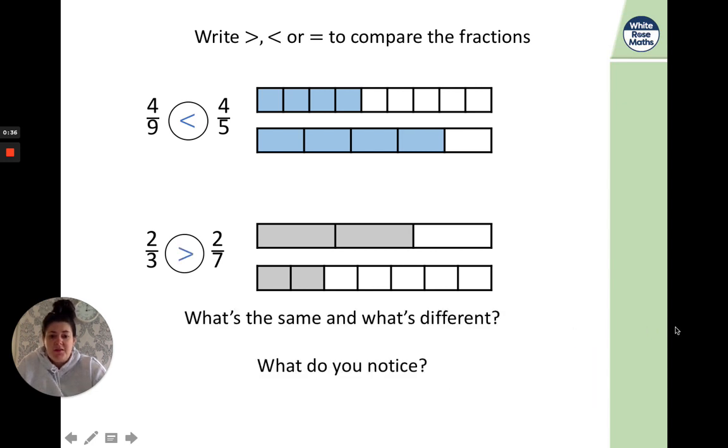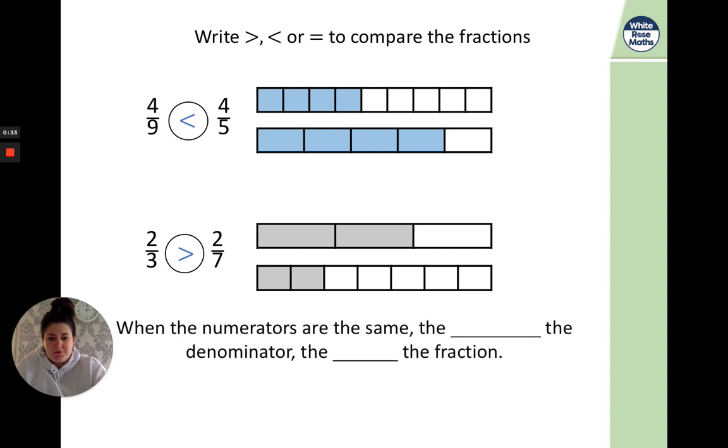So what do we notice that's the same and different about these then? So we could say when the numerators are the same, the greater the denominator, so the bigger the denominator, what can we say about the size of the fraction? Sorry, the greater the denominator, this one's the bigger denominator. When the denominator's bigger, the fraction is smaller, isn't it? And then the other way around, if the denominator's smaller, like thirds is smaller than 7ths, then the fraction is bigger. Okay, I hope that makes sense.